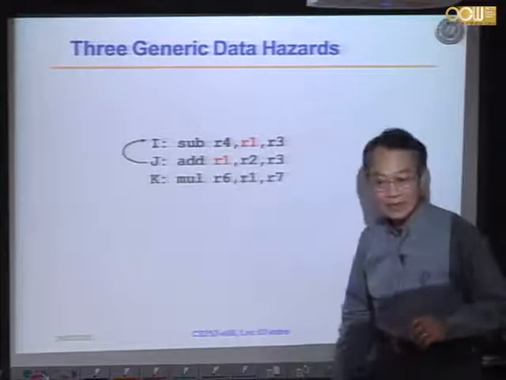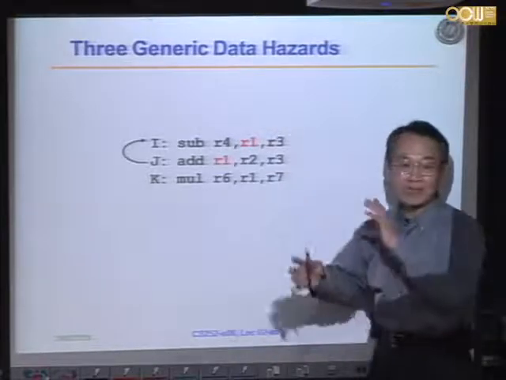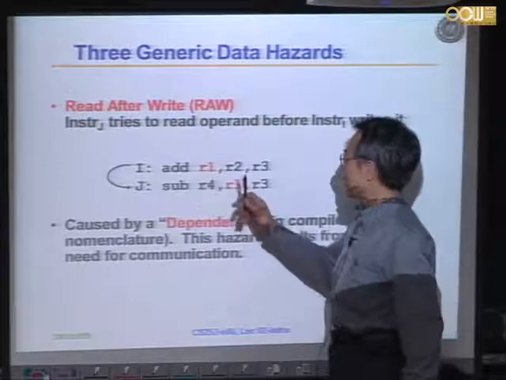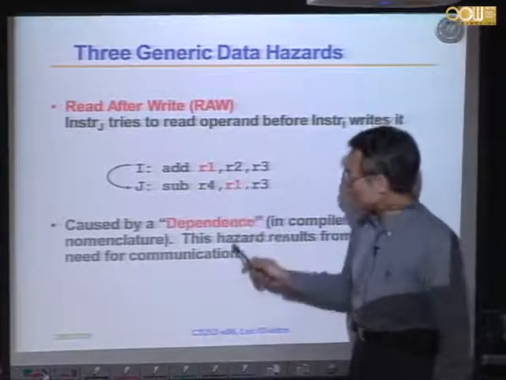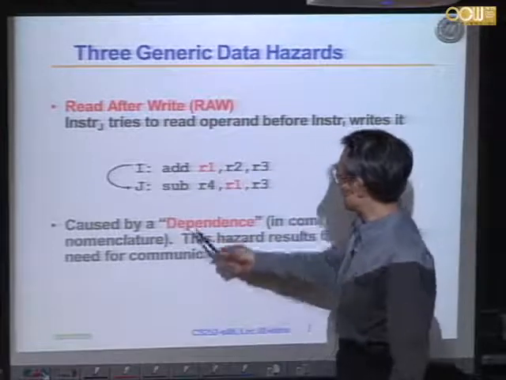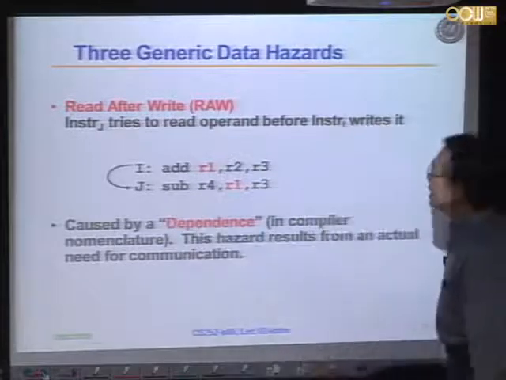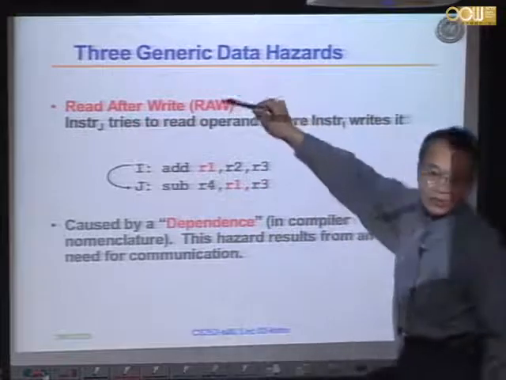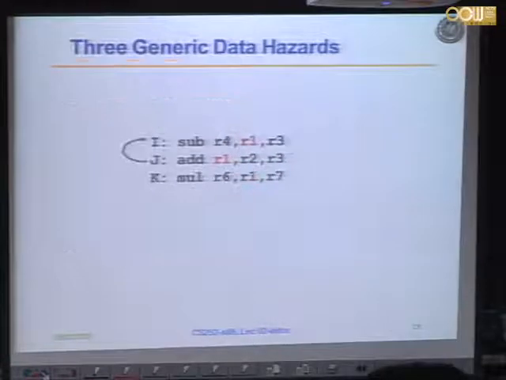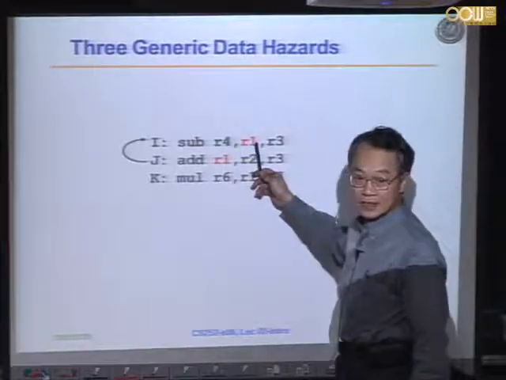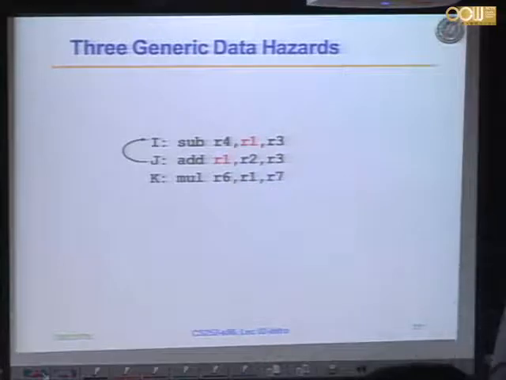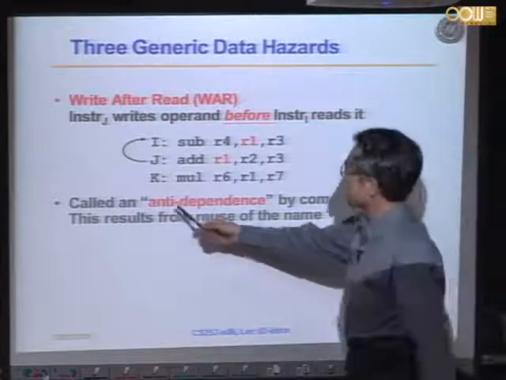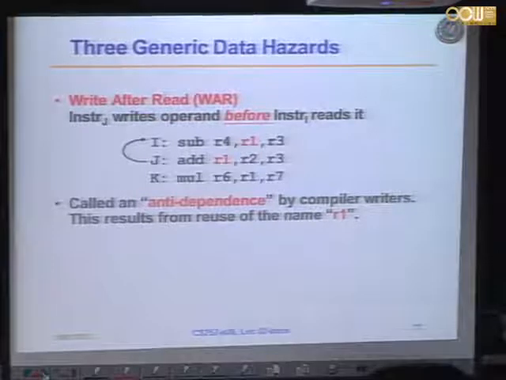So what do we call this? It's the opposite of the previous case. Let's go back to the previous case. The previous case says, you generate the result and I want your value. So that's a true dependency. We simply call it dependency and ignore the word true. And this is read after write, or RAW for short. And this is write after read. It's the opposite of the previous case, so we call that anti-dependence.